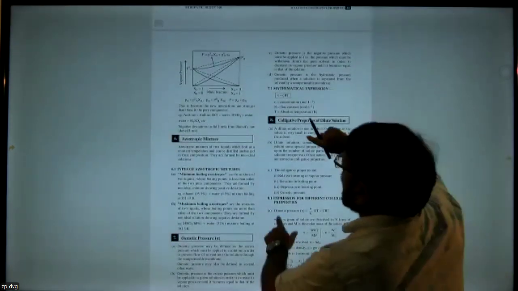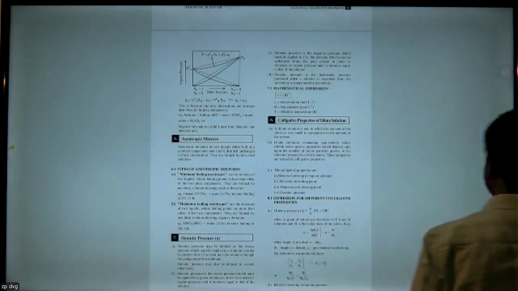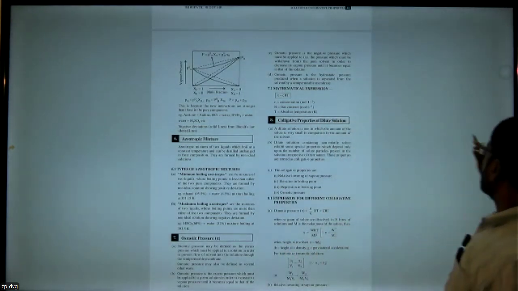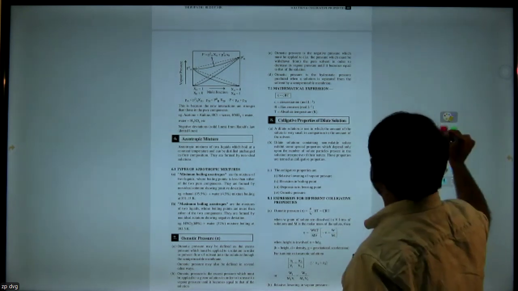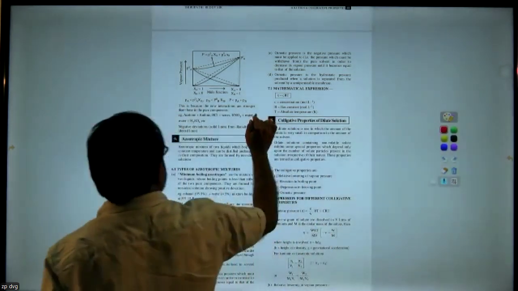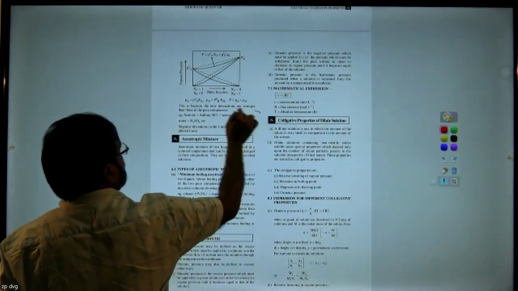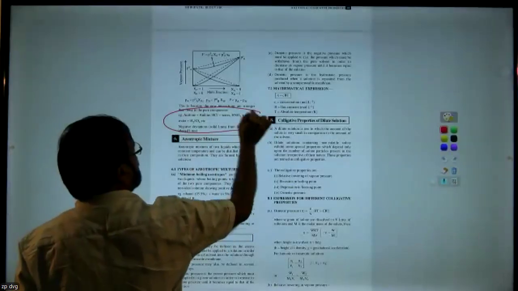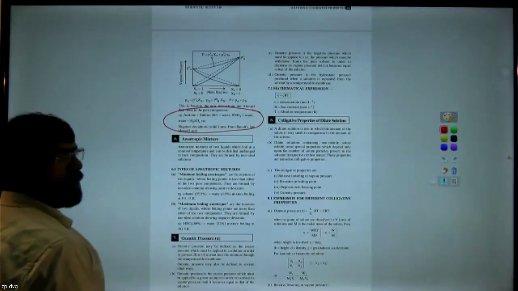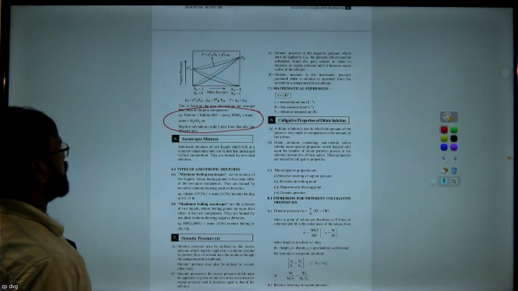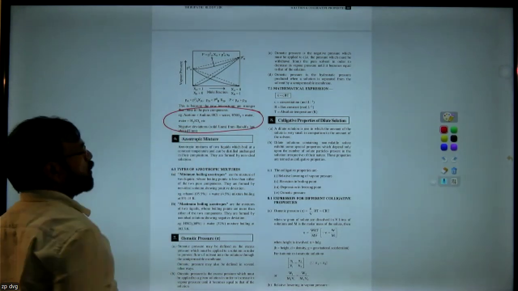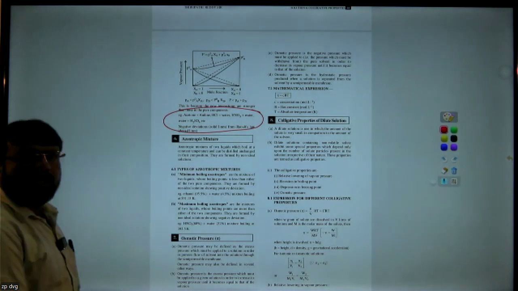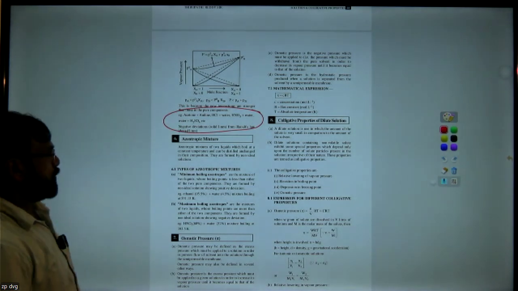Next one, example for solutions which show negative deviation. Which are the examples for solutions which show negative deviation? The mixture of acetone and aniline, HCl plus water, HNO3 plus water, water plus H2SO4. These are going to show negative deviation from Raoult's law.